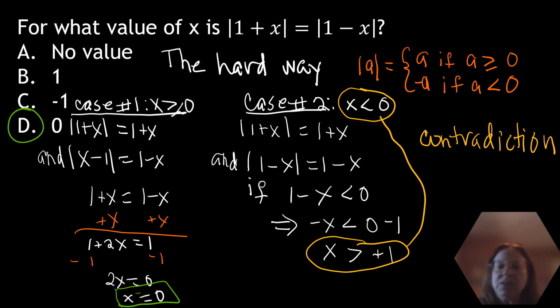So then case 1, you let x be greater than 0, and you take 1 plus x, take the absolute values off, and solve for x, and you get x equals 0. If you want to stop the video and look at that in more detail, you can. Case 2, you look at x less than 0 and do the same thing, and in the end you get a contradiction that says x greater than 1, but we already said x is less than 0, so that's a contradiction, and so we do know that D is the answer.